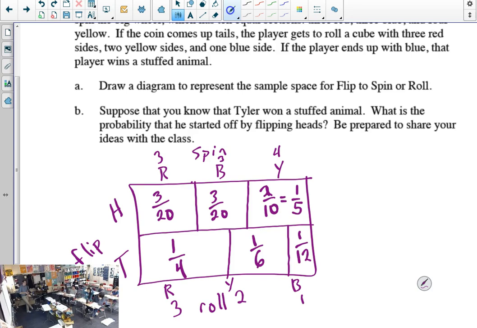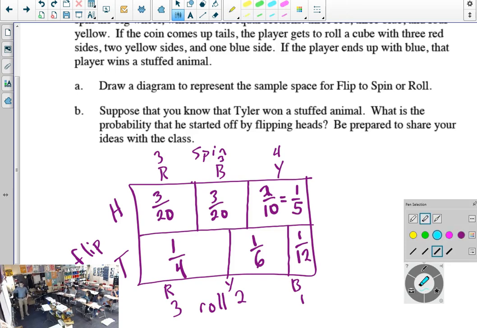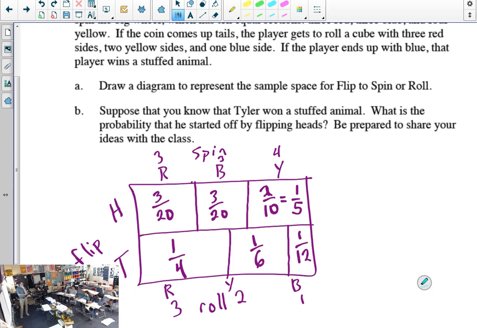So Ryan, this is one of those prove-you-know-what's-going-on moments, and then I can leave you alone a little bit. If he gets a stuffed animal, how do we determine what the probability was that he started off flipping heads? Okay, so first define the probability that you got the stuffed animal. What are we looking for on the table for that? What gets a stuffed animal? Blue, right? So we're looking at this region and this region.